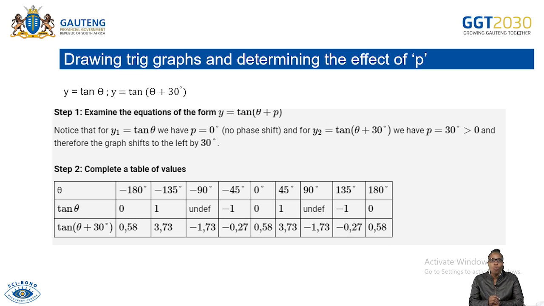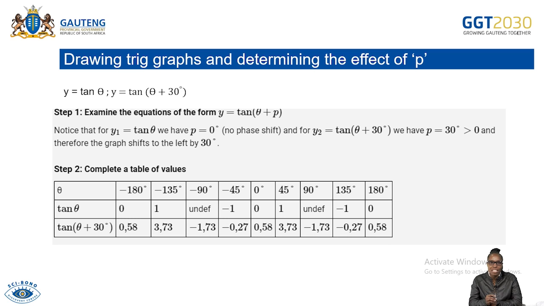You must also know, before you answer, you examine the graph. How is it shifting? And you notice that y1 equal to tan theta, we have p equal to 0 there. There is no shift, no phase shift on the graph on that one. And the minute I say y equal to tan theta plus 30, now your p is equal to 30, and that p is greater than 0. And there, the graph, you will see it shifting to the left. When you are having p greater than 0, your graph is shifting to the left. When your p is less than 0, your graph is shifting to the right. Less than 0, shifting to the right. Greater than 0, shifting to the left.